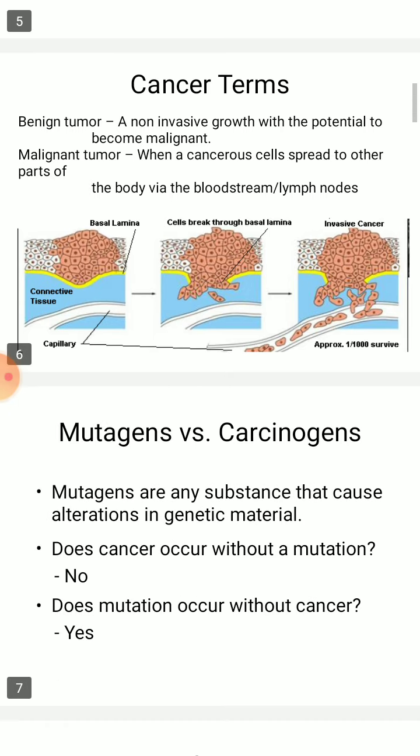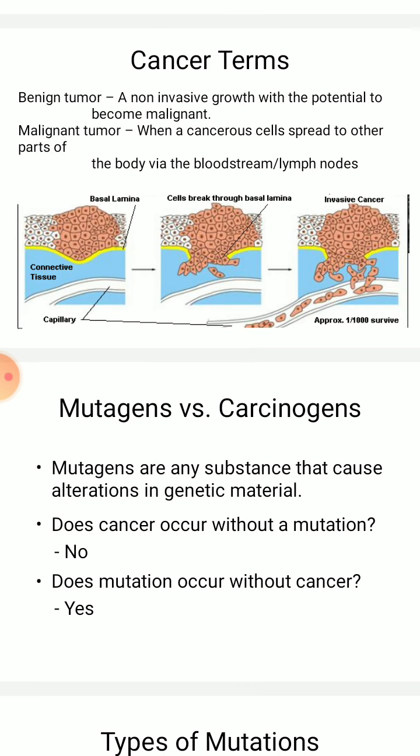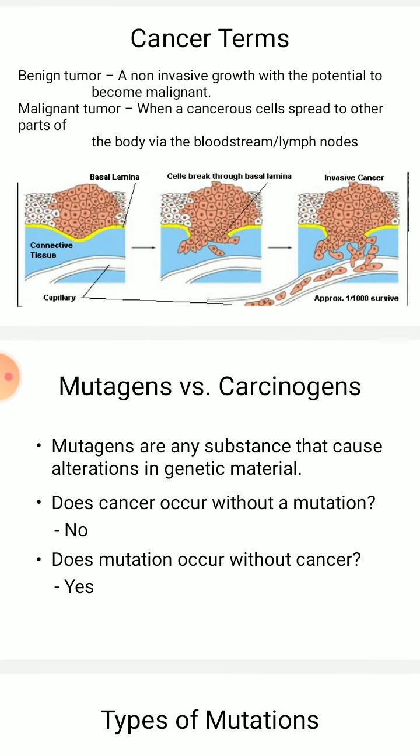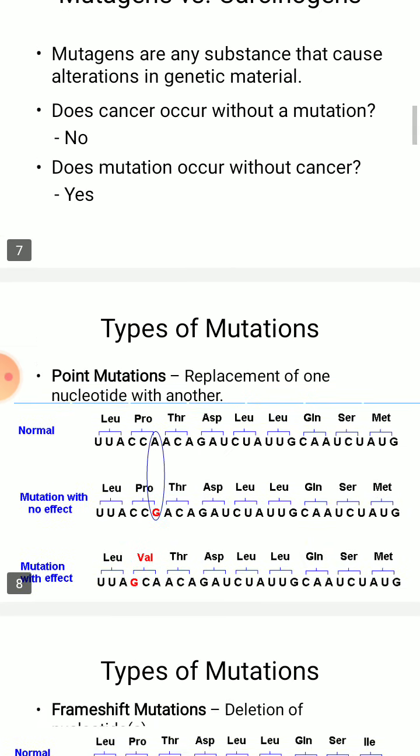Clear? Cancer tumors are of two types: benign tumor and malignant tumor. Benign tumors are non-invasive growths, while in malignant tumors the cancer cells spread to other body parts via the bloodstream and lymph nodes.